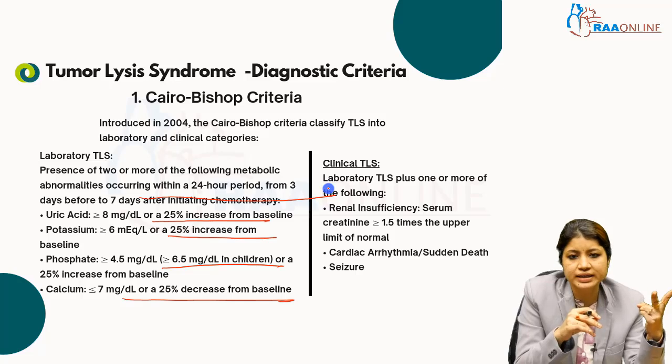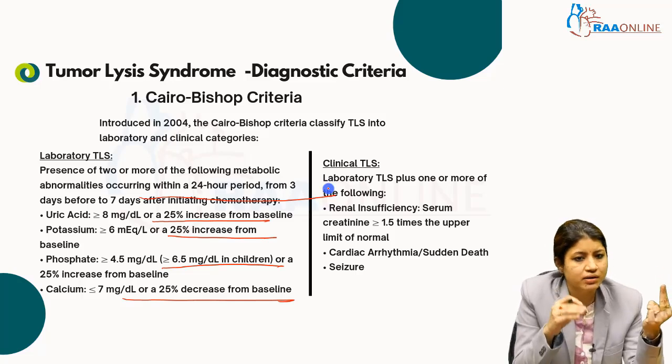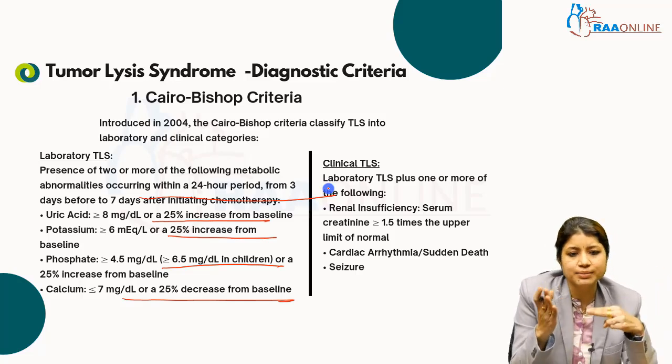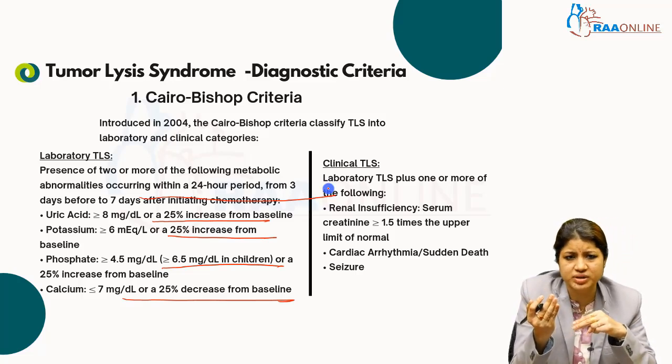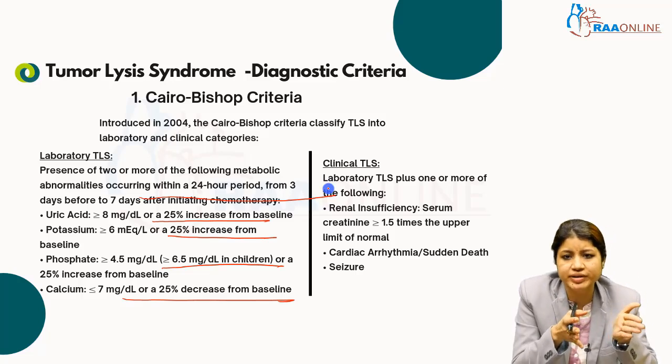So you need 2 criteria to happen within 24 hours, wherein it could be an increase in the absolute value, or it could even be a relative increase, that is 25%. That is defined as a laboratory TLS.